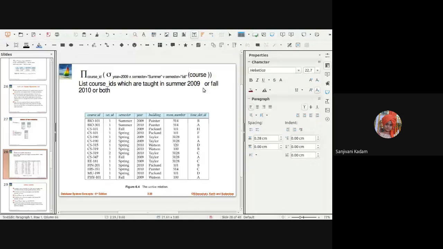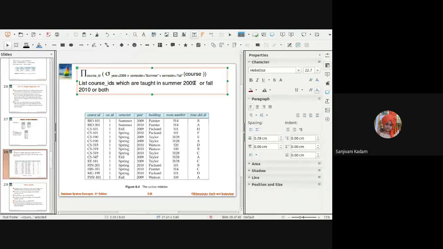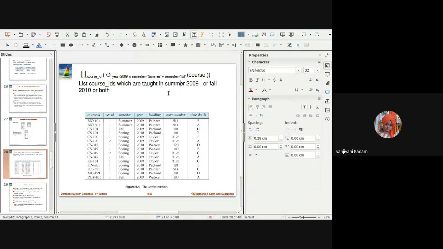And again if I'm checking here AND year equal to 2009, again this will not properly give me the correct solution. Either this condition is true or this condition is true, but we may not be able to combine results properly. That's why here we go for the union operation. First I will list those courses which are taught in summer 2009, and then I will also list those courses which are taught in fall 2010 or 2009, whatever year is mentioned, and then we'll combine the results of the query. And that's why here we are moving towards the union operation.